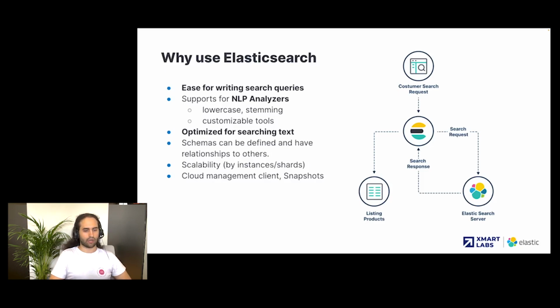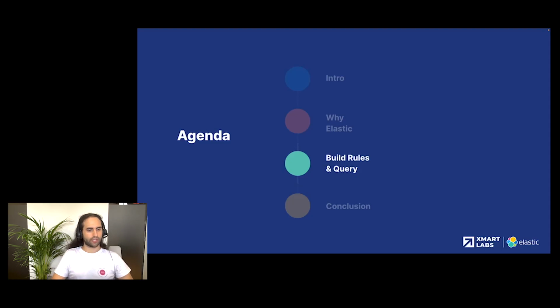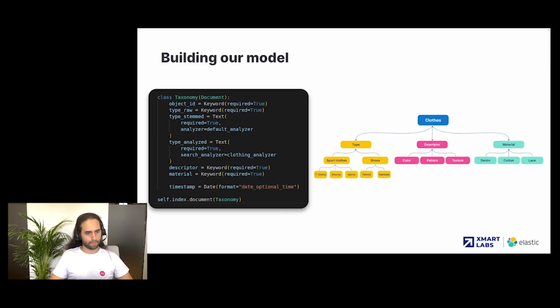And there are a plethora of other benefits, such as that we can declare schemas for our entities and they can be related with our entities. It has open code, scalability, many options for hosting, so it makes sense. Let's see how now to implement this model on Elasticsearch.